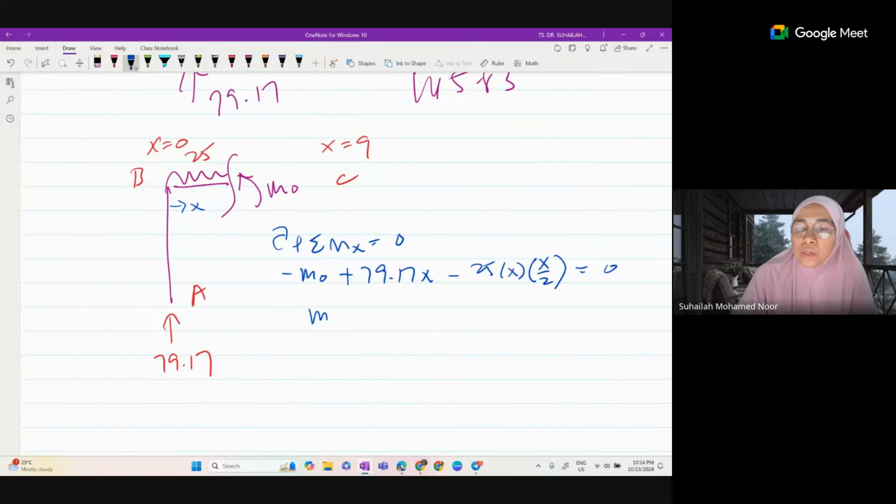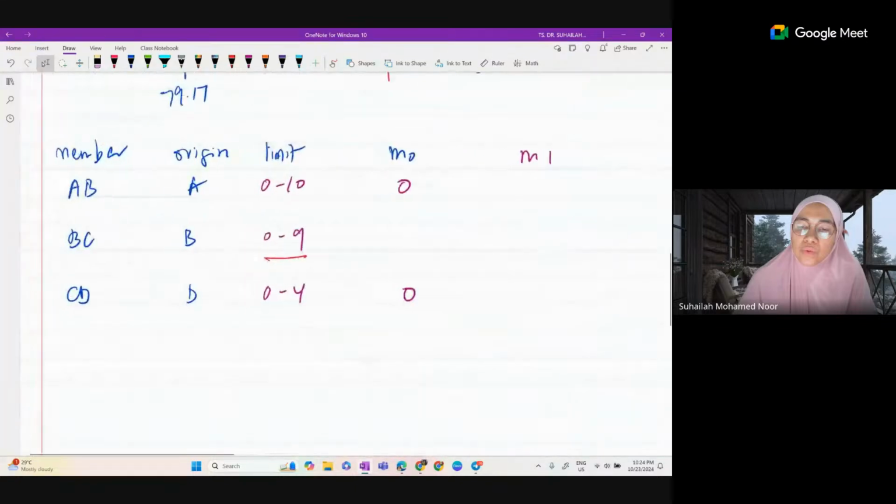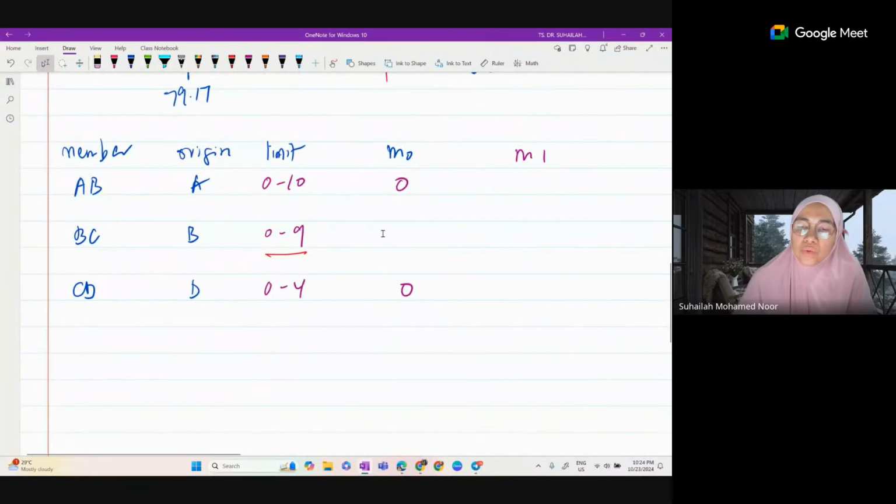So now we get M naught is equal to 79.17x minus 12.5x square. Okay, so this is the equation for M naught, member BC, for the primary frame. Okay, so this is M naught.